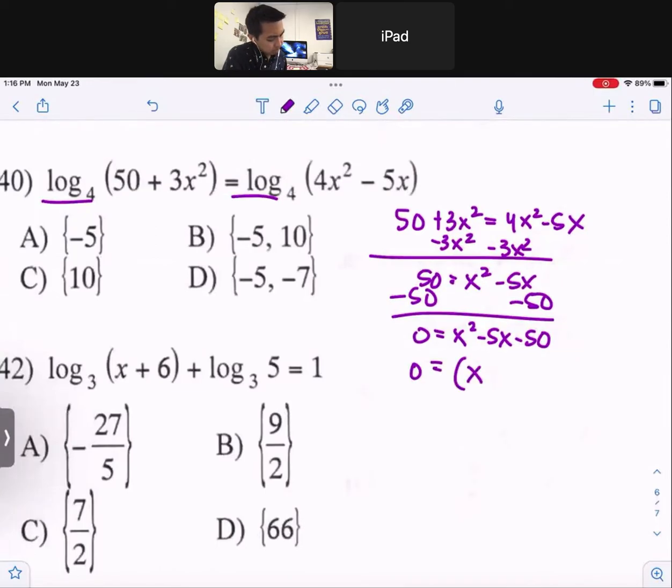x minus 10 times x plus 5 equals this. That's the factor. So x equals 10 and x equals -5. Now, when we plug both of these back into the original, they both work. Both of them turn out to be positive. So it is going to be B.